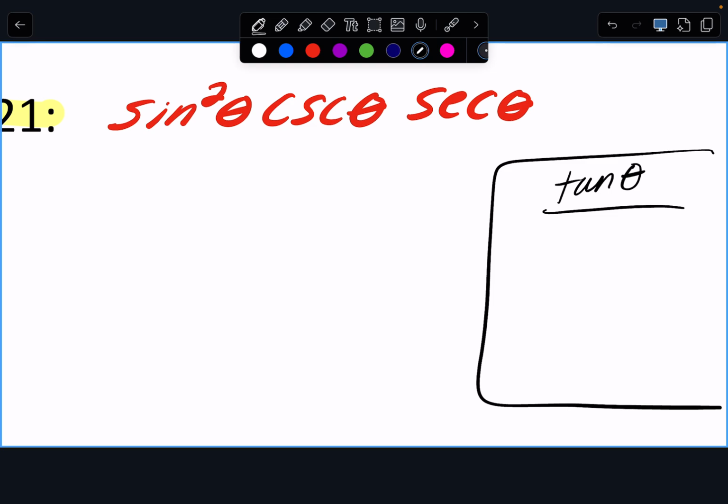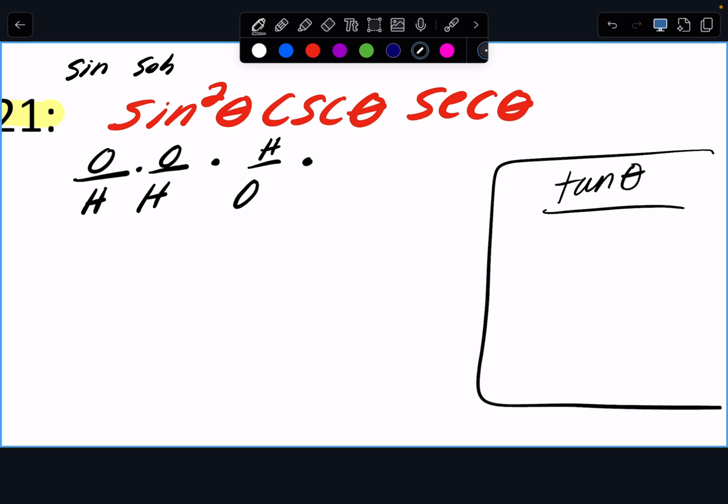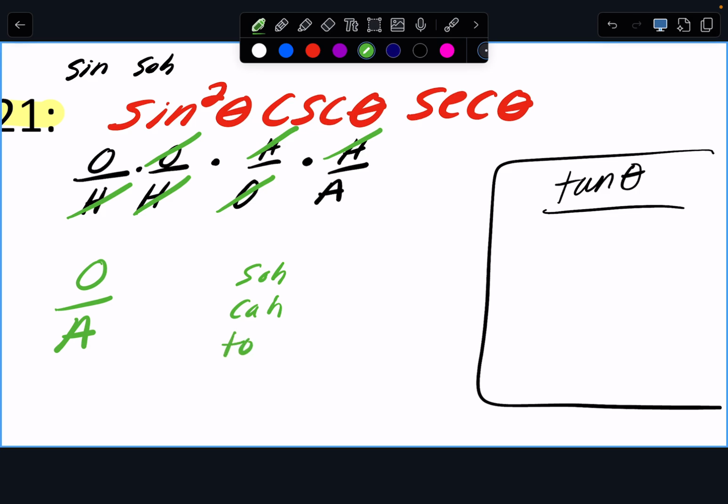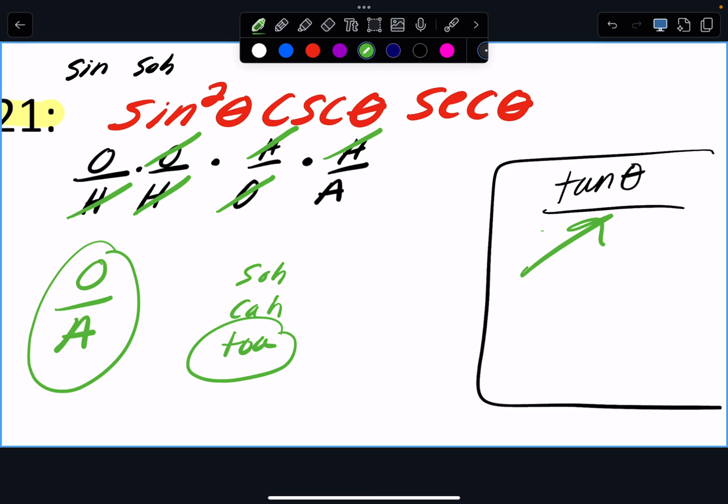Okay. How are you guys doing it? So O over H times O over H, true? Times cosecant H over O times secant H over A. So then you would say this O and this O divide out. This H and this H divide out. Oh, this H and this H divide out. So we have O over A. But that's not an appropriate answer. Is it SOH or CAH or TOA or none of the above? TOA. So tan. Yes.